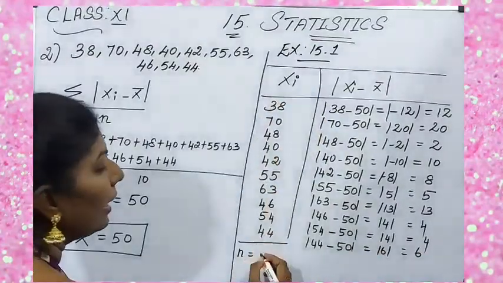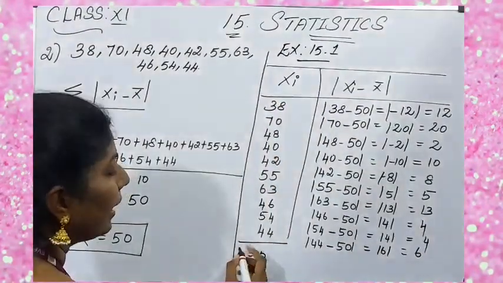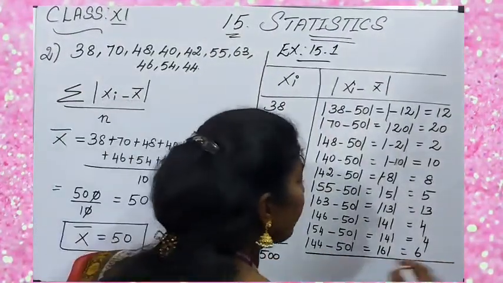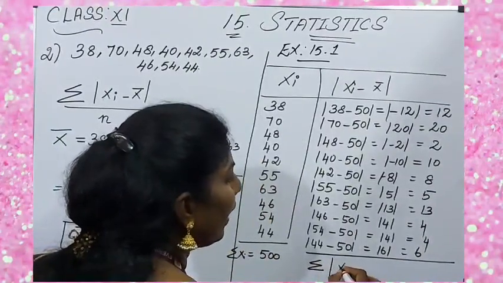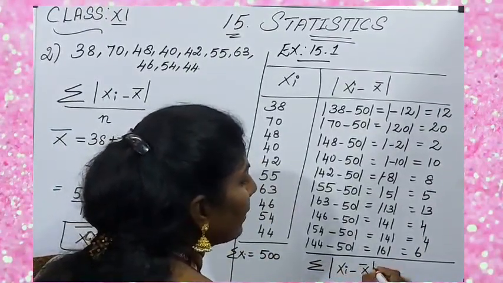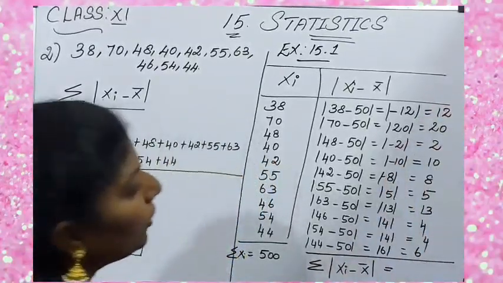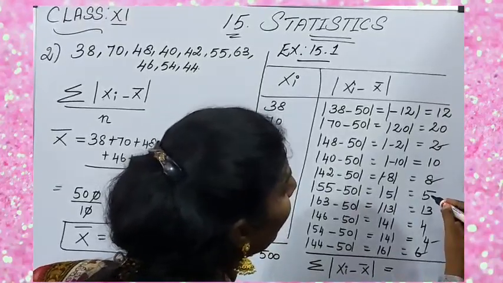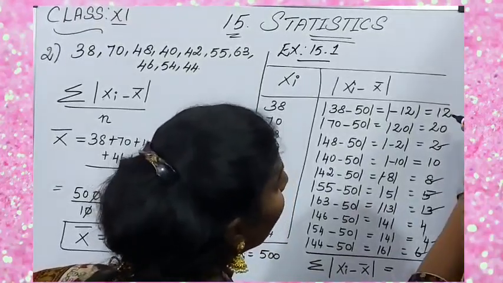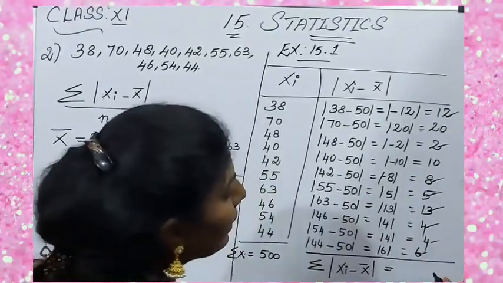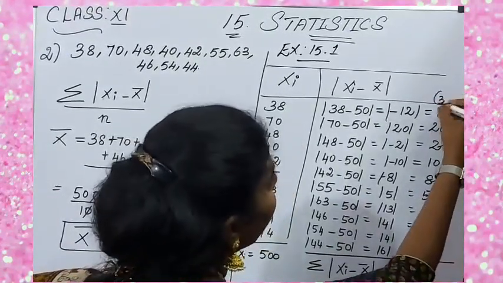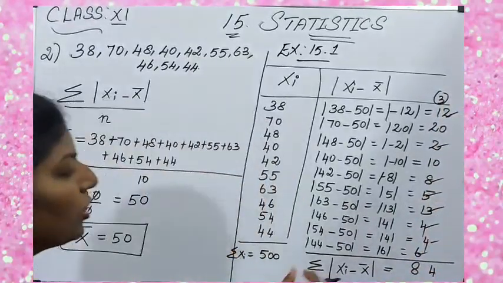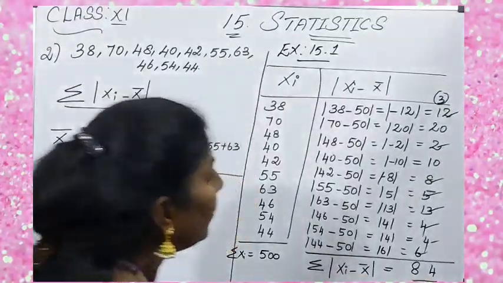Summation xi is 500, and for summation modulus of xi minus x bar, when you add them, how much are you getting? 12, 20, 22, 32, 40, 45, 58, 62, 66, 72. So the summation of modulus of xi minus x bar is equal to 84.